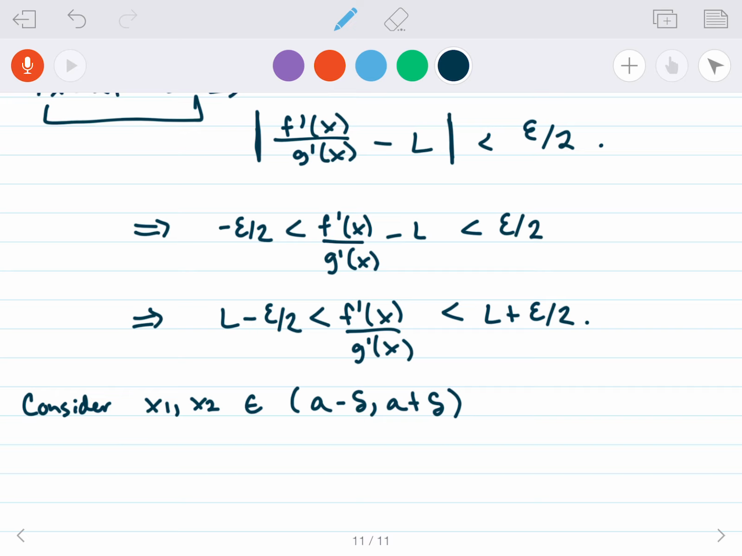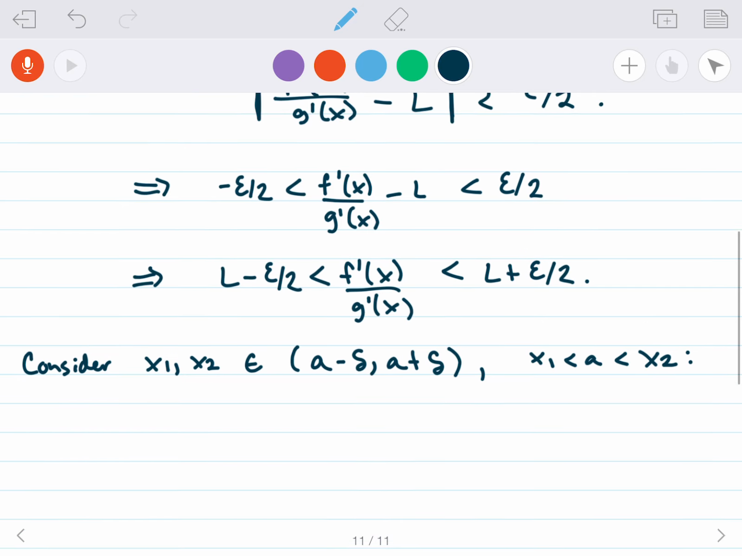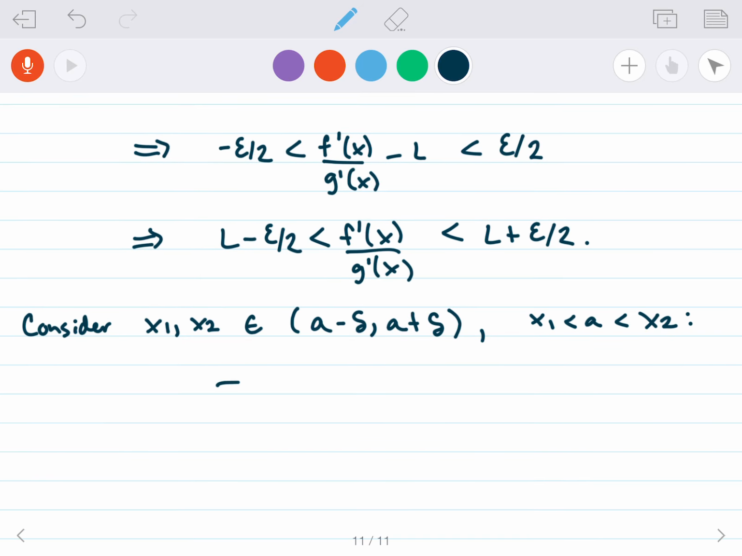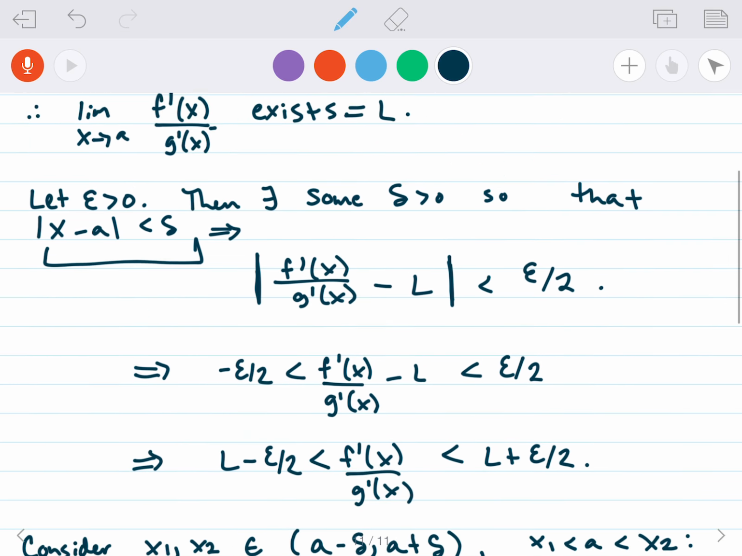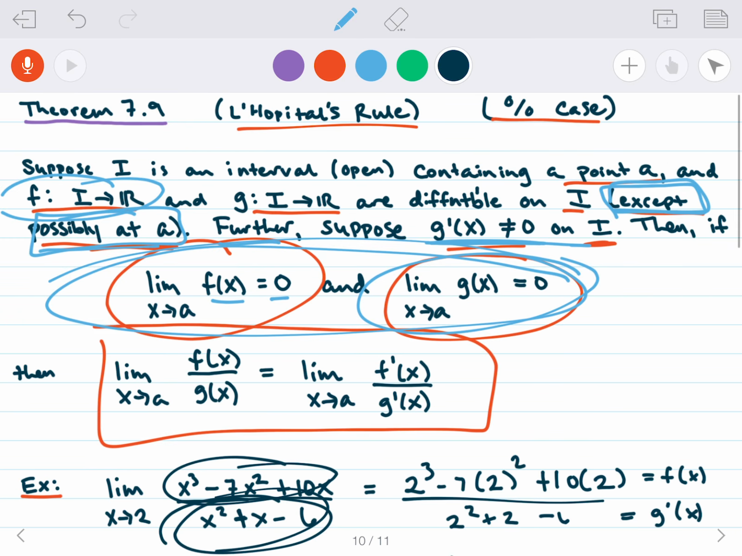So we have these two guys in our delta neighborhood, and we have that x1 is less than A, which is less than x2. So let's draw a picture, as we always do. Here is our delta hood centered at A, and on the outside is A minus delta. On this other side, symmetric, we have A plus delta. And then containing the whole thing is our original interval I.